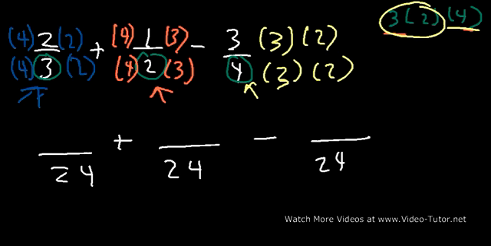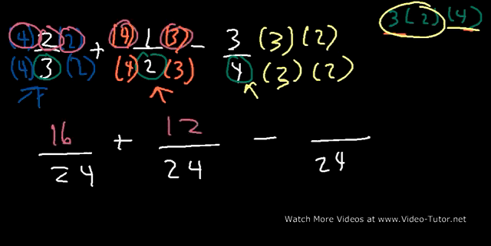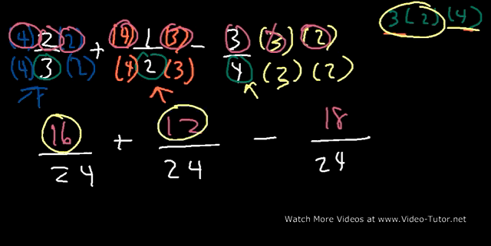Okay, so now let's do some math. 2 times 2 is 4, times 4, that is equal to 16. Here, 4 times 3, that's 12. And 3 times 3 is 9, times 2, that's 18. So 16 plus 12, that's 28. And 28 minus 18 is 10, so we get 10 over 24.